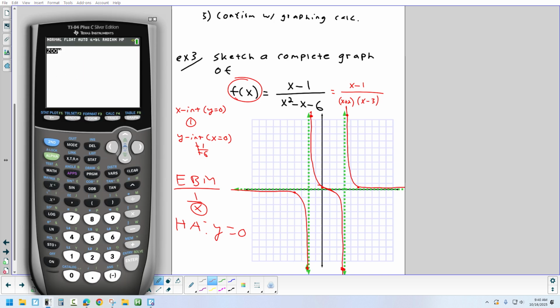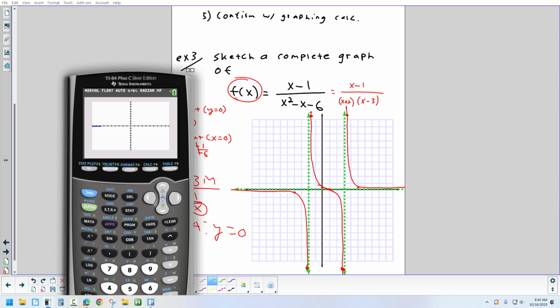Let's confirm it by looking at the sketch. I didn't get it quite as flat as it should have been maybe in the middle. Mine's a little bit steeper, but I mean, we're just going for the basic idea.